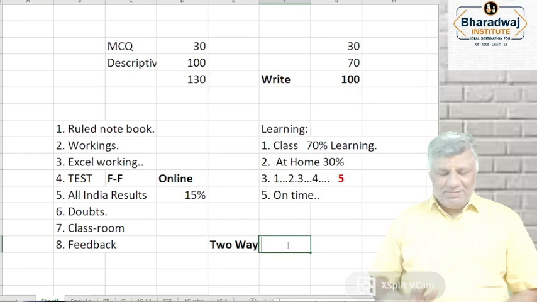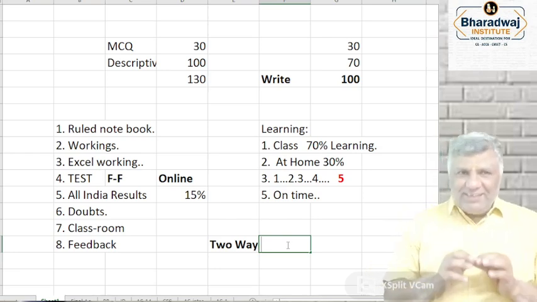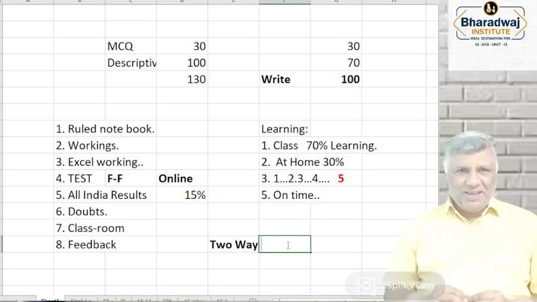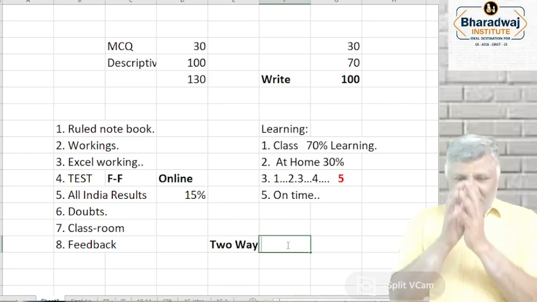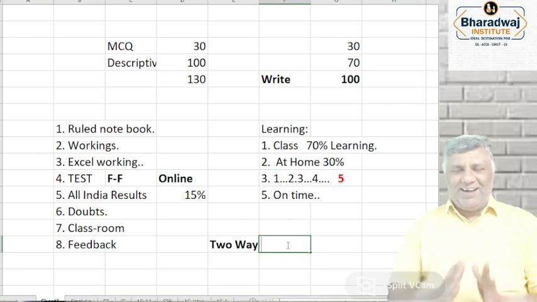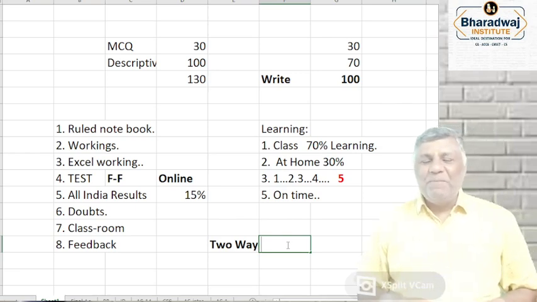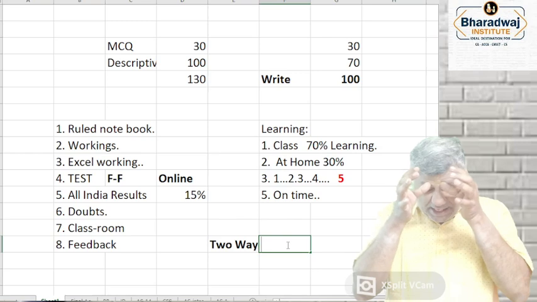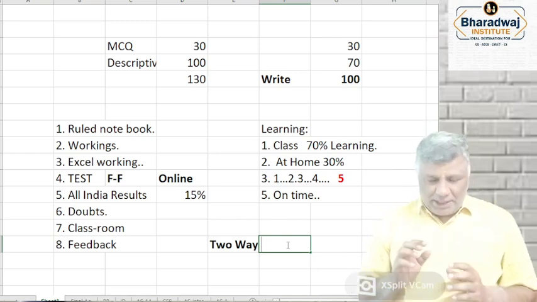That's not Bharadwaj Institute. Bharadwaj Institute ensures that when you are writing the examination, our voice is heard inside you: do not make this mistake, you have to be careful, highlight this point, and so on. Please trust us that we are traveling with you. It is as if we are holding your pen and writing the examination also.